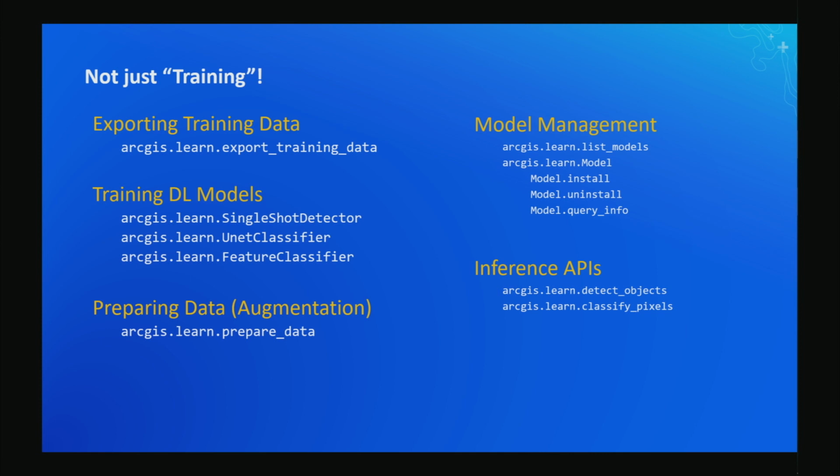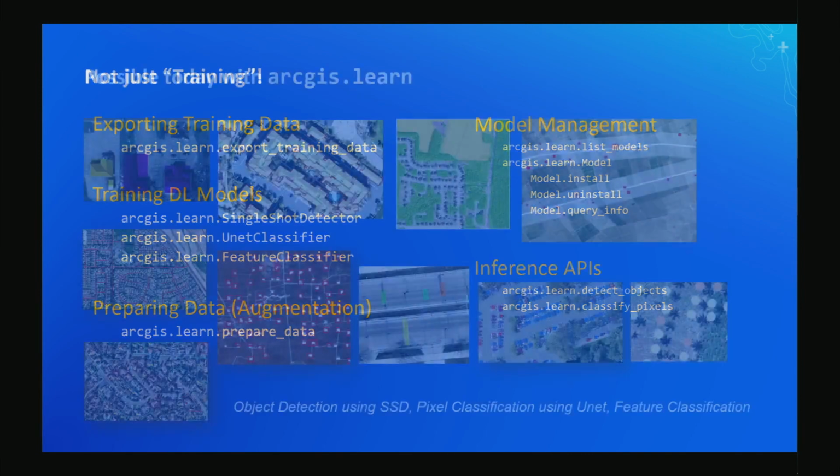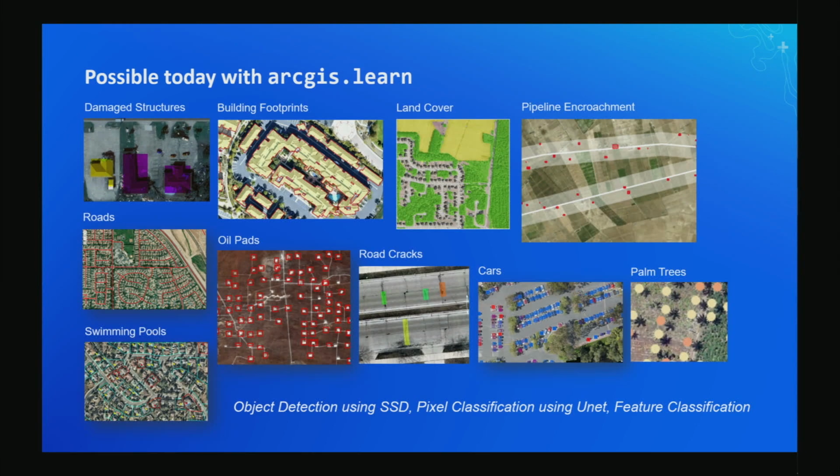You can do data augmentation, so randomly zooming, flipping, and rotating those images and giving more variety to your model to learn from. You can manage the deployment of your model, and of course, you can do inferencing at scale. And these are the kinds of things that are possible today with ArcGIS Learn.